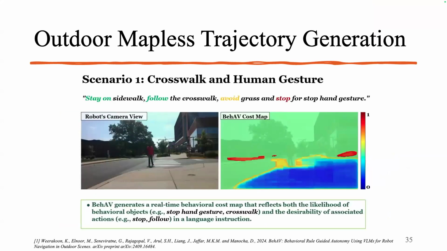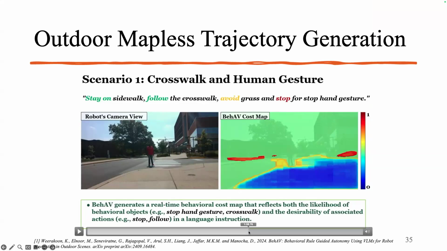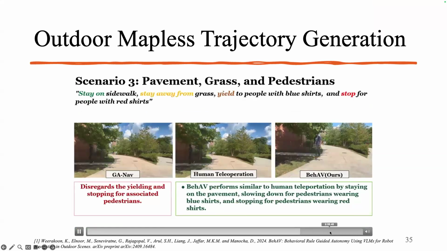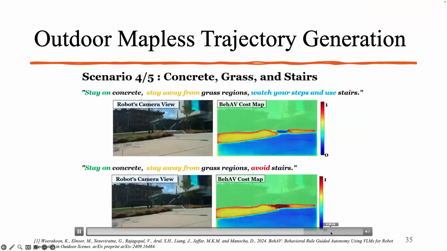Because you are using the OpenAI API for GPT-4o, I guess the whole system needs to have access to the internet. Yeah, exactly. This is another issue. We need to keep the Wi-Fi router very close to the robot. In the video we didn't see the cart and Wi-Fi router, but in real world experiments, we need to carry it behind the robot.